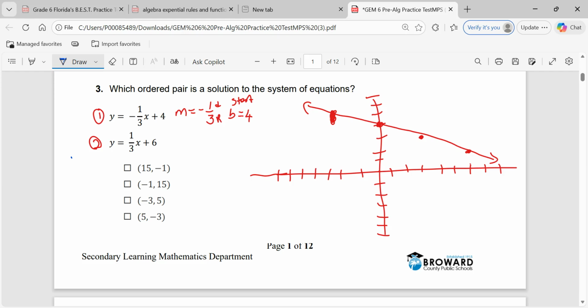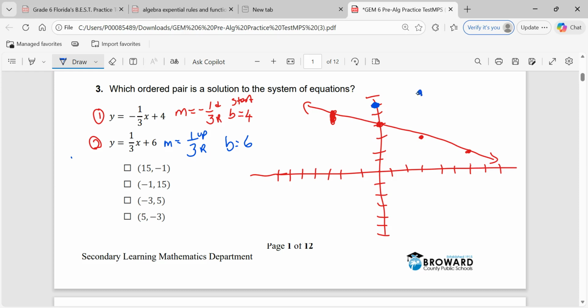1, 2, 3, 4, 5, 6. That's where my y-intercept is. So my slope here is 1/3. I'm going to go up 1, right 3. And then my y-intercept is 6, which is where I start. So I start at 6. I'm going to go up 1, right 3.